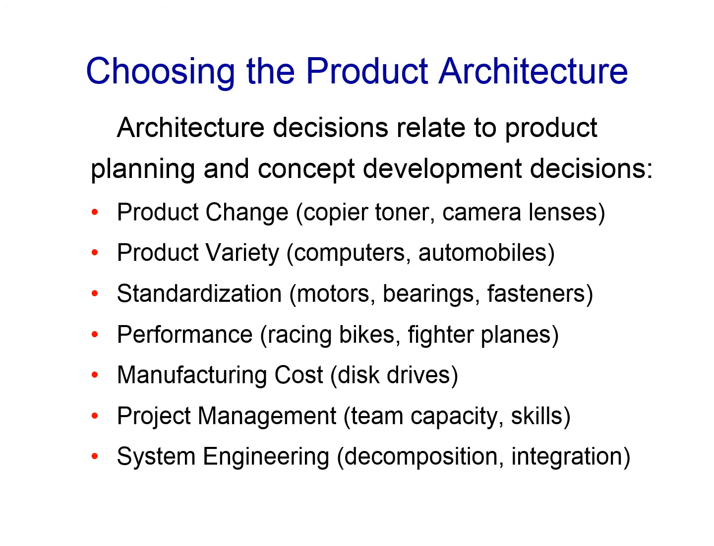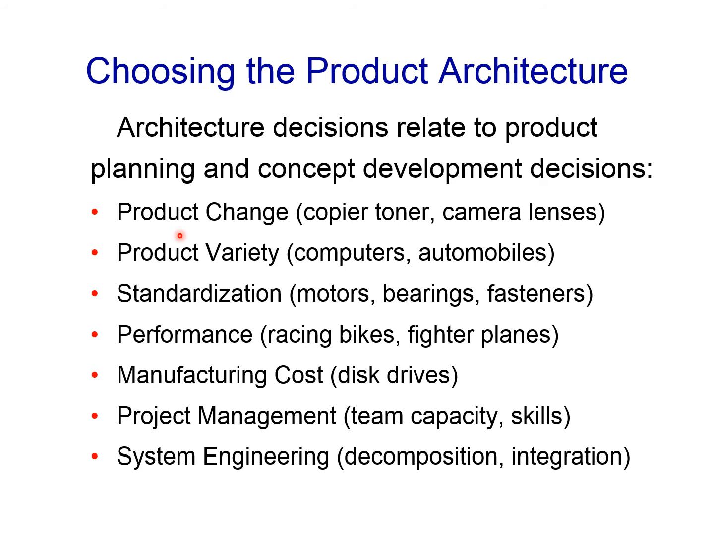Here is a summary of the issues considered when deciding between integral and modular architectures. The first two kind of go together, product change and product variety. They both are intended to create variety, but the difference is product change is created by the user and product variety is created in production. Product change, for example, we produce the product using modular architecture and the customer makes some modifications to it. For example, they change the copier toner or swap camera lenses or renew the blade on the razor.